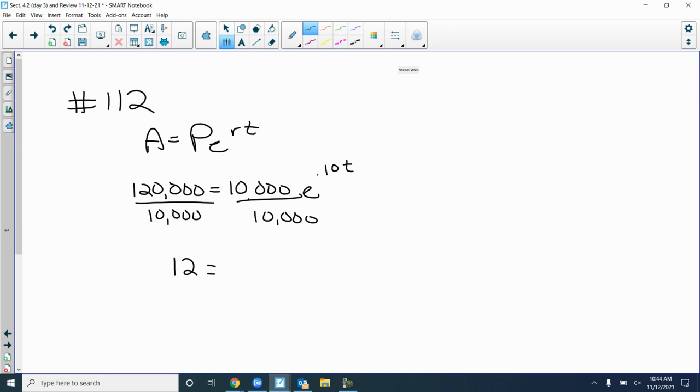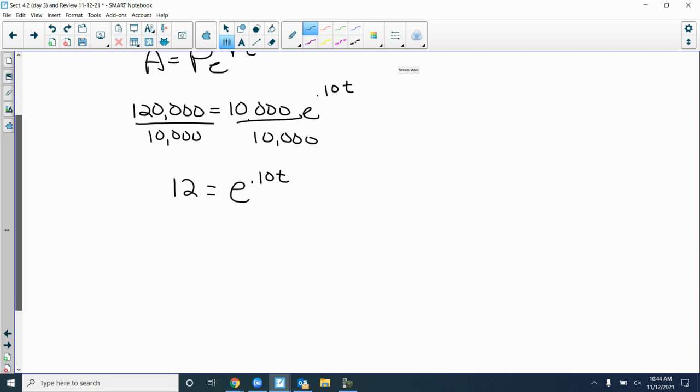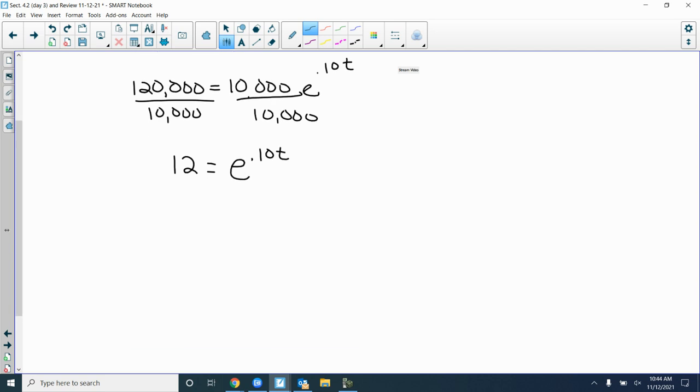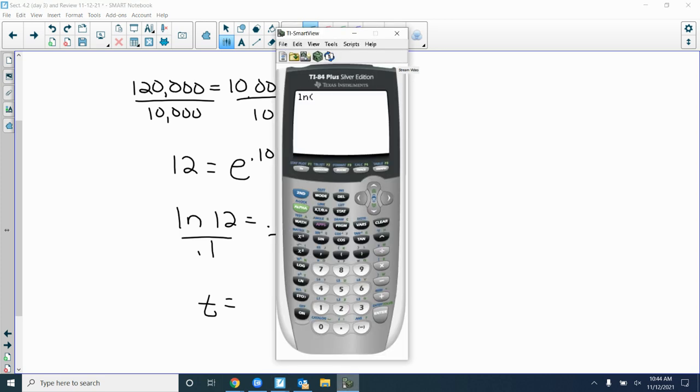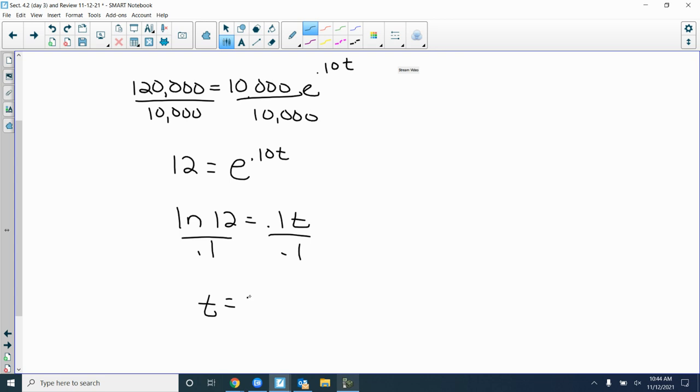I get 12 equals e to the 0.1, or 0.10 t. Now you've got to convert that to ln. Okay, so we say the natural log of 12 equals 0.1 t. I said it yesterday, the answer to a log is always an exponent. Same thing with natural log. So that's why it has to equal that exponent divided by 0.1. 0.1 divided by 0.1, so t equals the natural log of 12 divided by 0.1, 24.85.